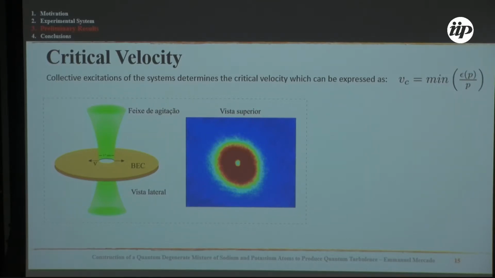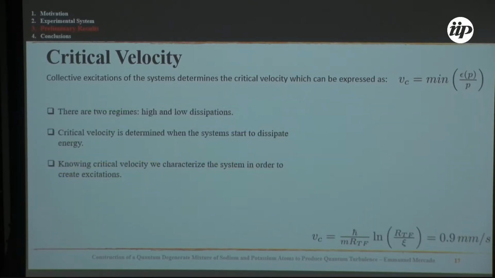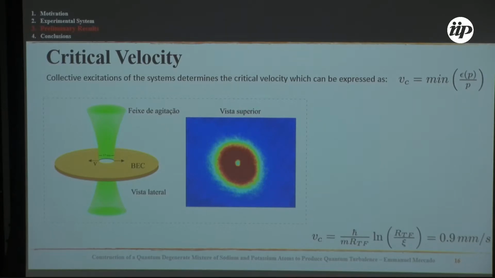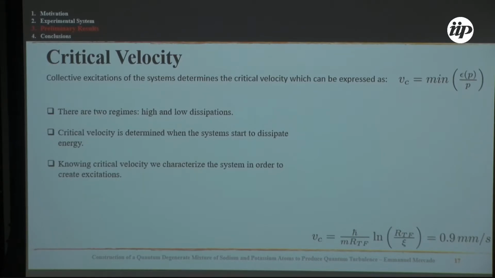So instead, we insert energy in the system. Okay, sorry, this is the criterion of the critical velocity, which is the minimum of the energy for each momentum divided by the momentum.